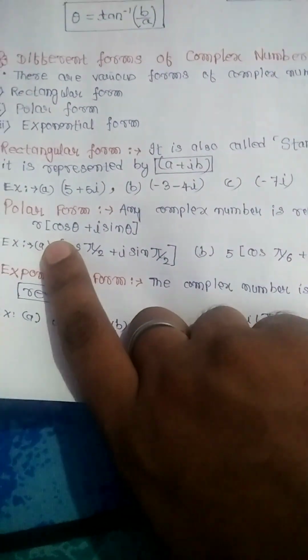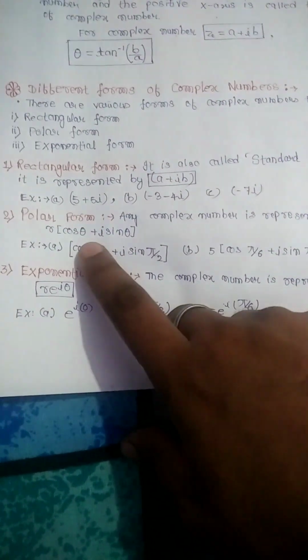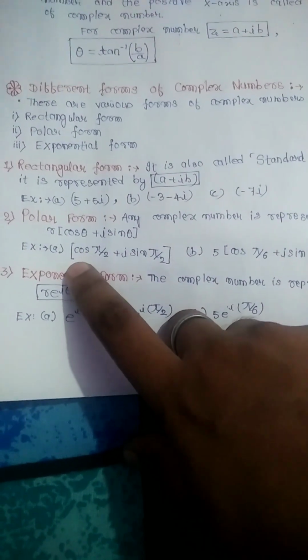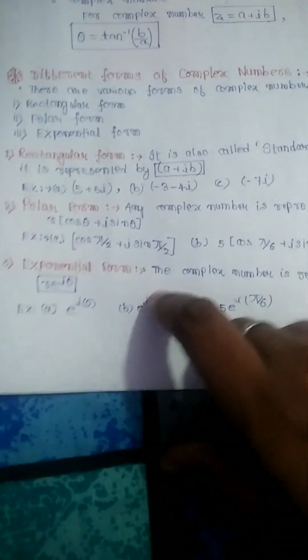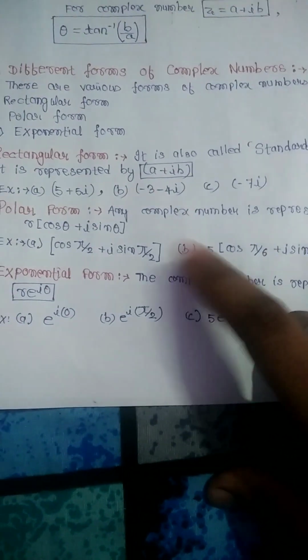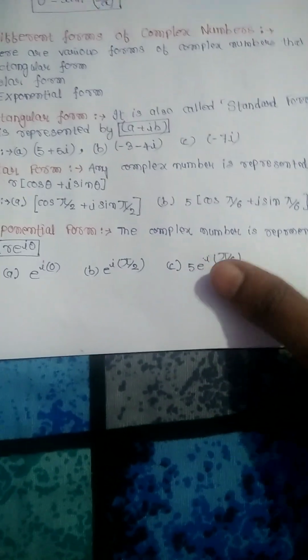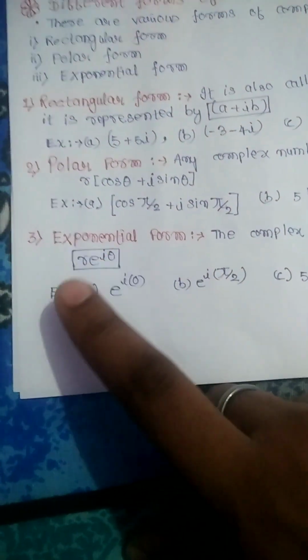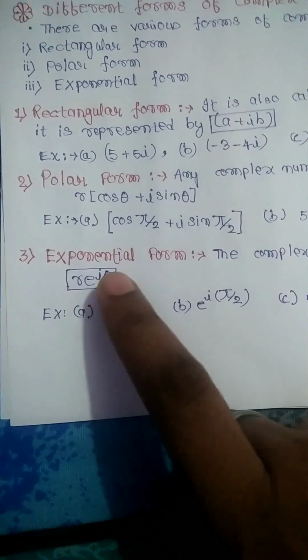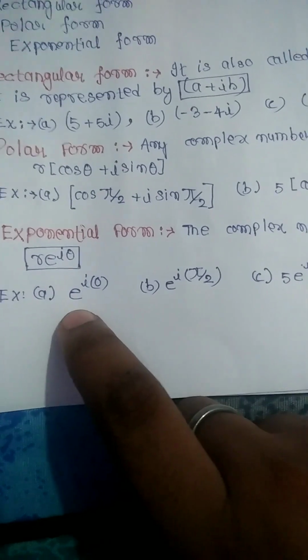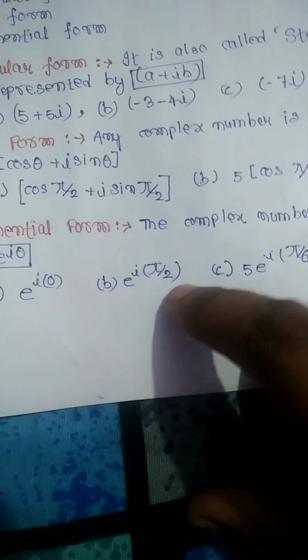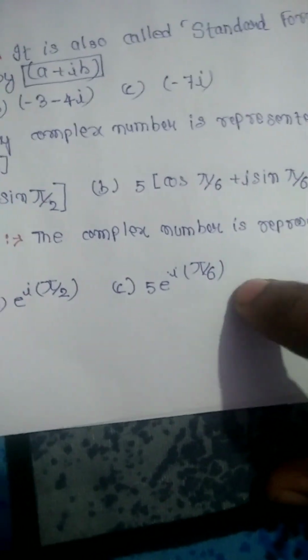Next, polar form. Any complex number is represented as r of cos theta plus i sin theta. Here cos of pi by 2 plus i sin pi by 2 is an example of polar form. Next is 5 times cos of pi by 6 plus i sin pi by 6. Next is exponential form. The complex number is represented as r e raised to the power i theta, where e is exponential, i is iota, and theta is the angle. Examples are e raised to the power i0, e raised to the power i pi by 2, and 5 e raised to the power i pi by 6.